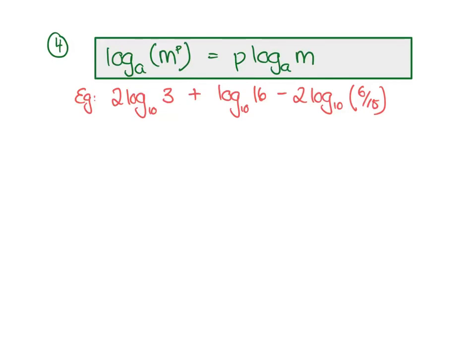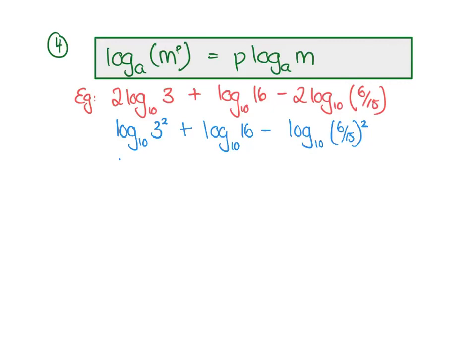So we might need to do that to be able to solve our problem. So we'll look at this example. Let's change this log 10 and make it 3 to the power of 2 because it's being multiplied, and then I'll change this log 10 16, and sorry, leave that one and change this last one to log 10 of 6 over 15 to the power of 2. So we'll do it like that.